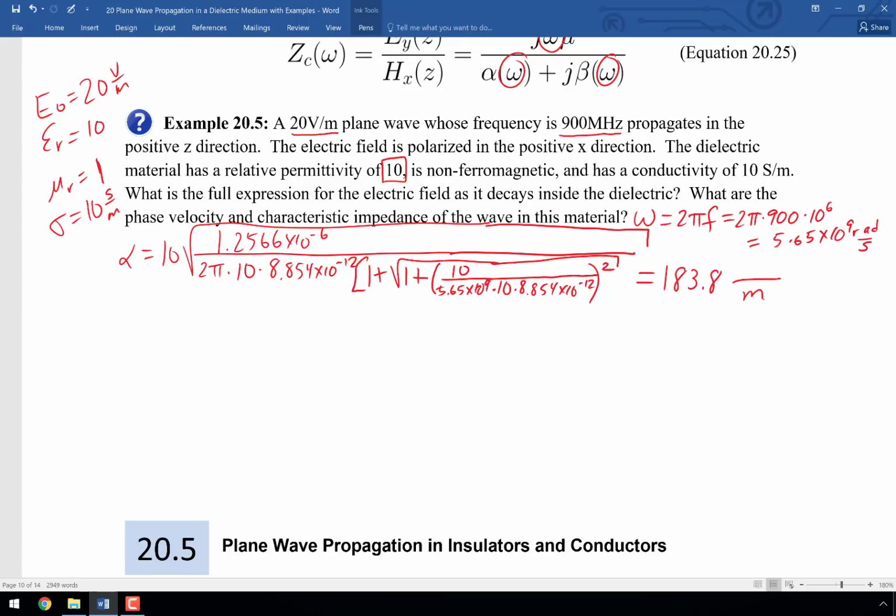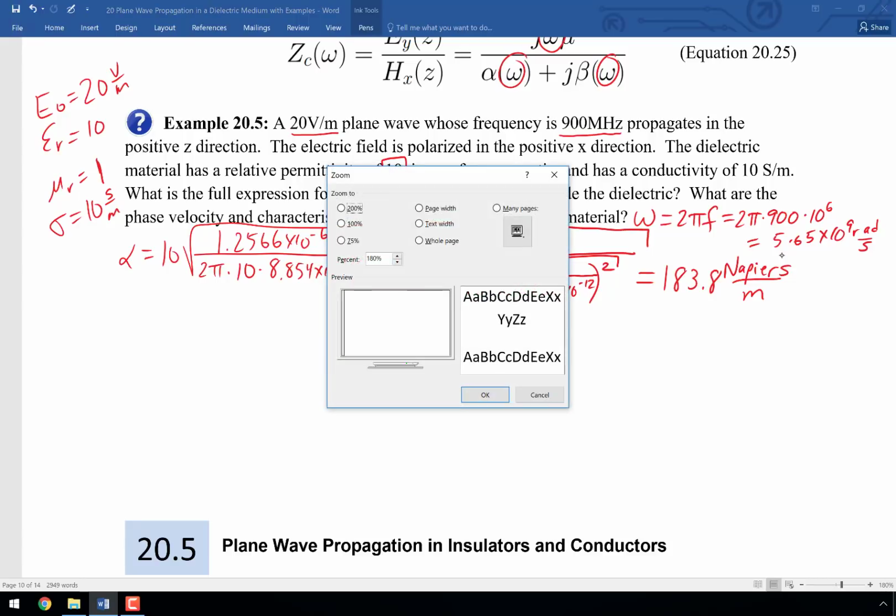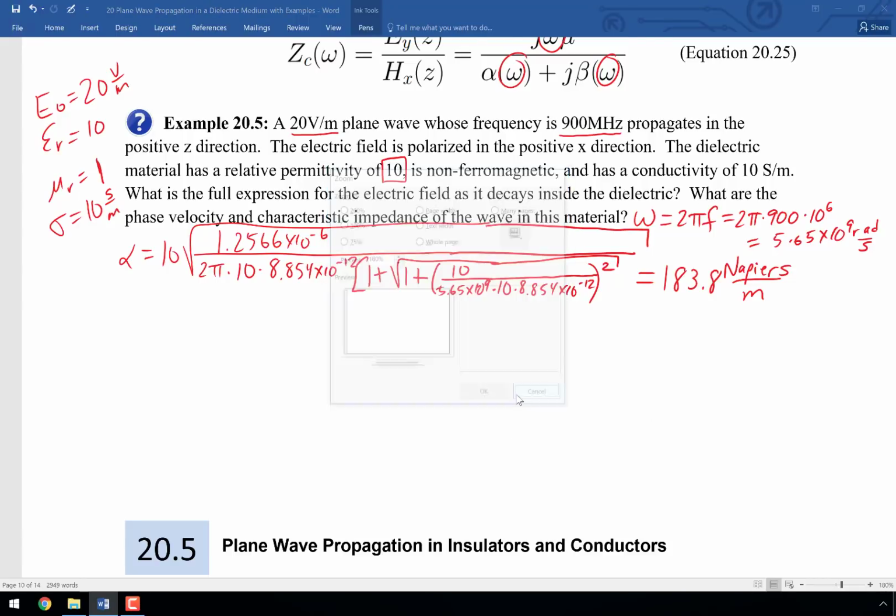We have a new unit here called Napiers. It's named after a scientist named Napier. I don't think he's going to make it into the historical perspective. And so we're going to have Napiers per meter. Anytime that you see Napiers, I want you to think of attenuation. So Napiers are always talking about attenuation.